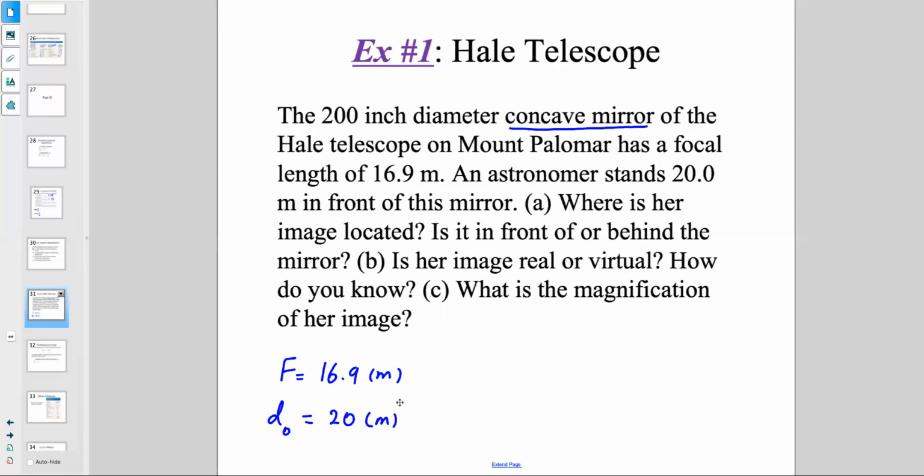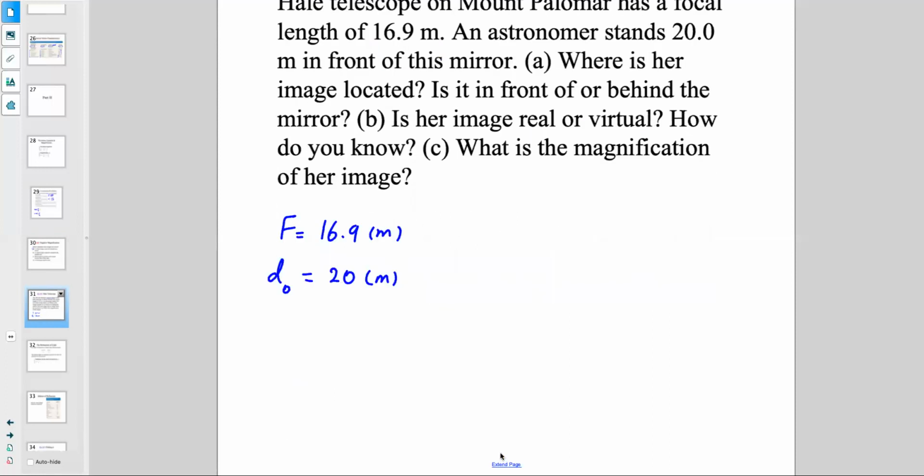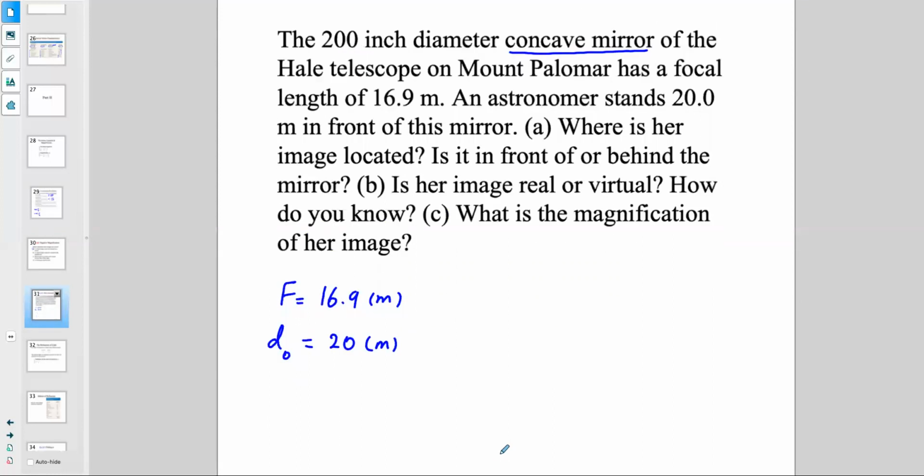Where is her image located? Is it in front of or behind the mirror? Is her image real or virtual? How do you know? And what's the magnification of our image? So let's draw some stuff.